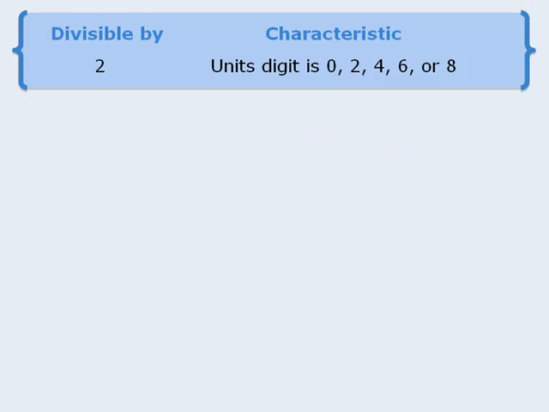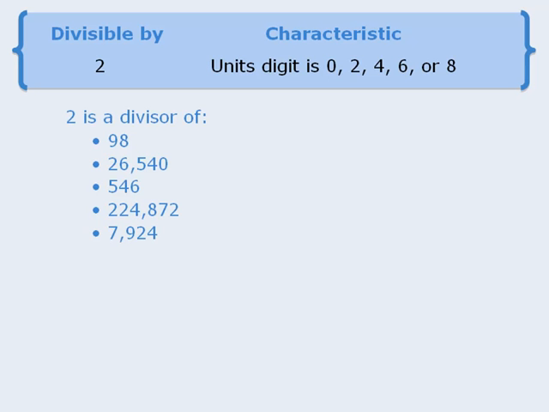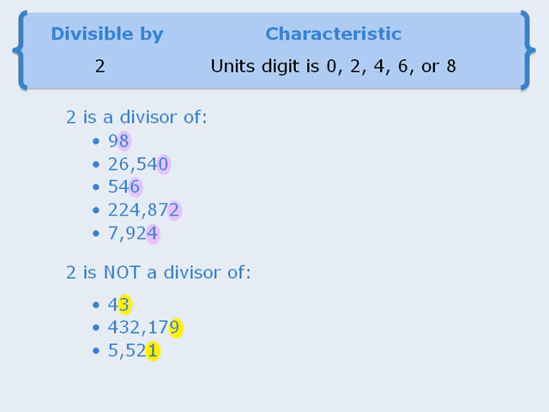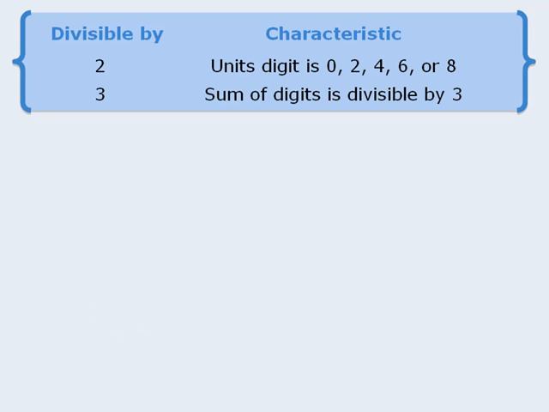We'll begin with the divisibility rule for 2. Now, if a number is divisible by 2, then the units digit of that number must be 0, 2, 4, 6, or 8. So, for example, 2 is a divisor of these numbers since the units digit of each number is 0, 2, 4, 6, or 8. Conversely, these numbers are not divisible by 2 since the units digit in each of them is not 0, 2, 4, 6, or 8.